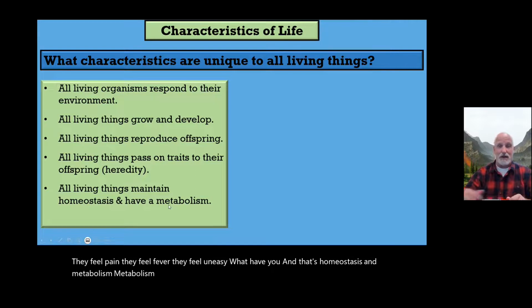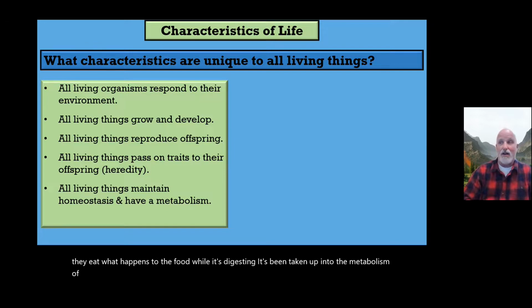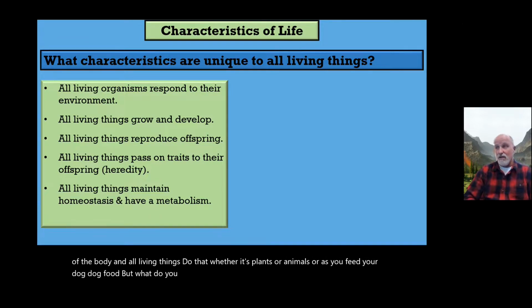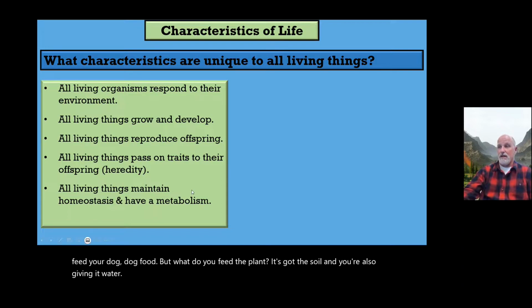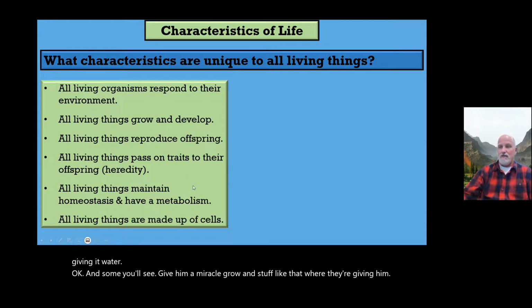Metabolism is the biochemistry taking place in the body. You could talk about that when they eat. What happens to the food? Well, it's digested. It's taken up into the metabolism of their body. And all living things do that, whether plants or animals. You feed your dog food, but what do you feed a plant? Well, it has the soil and you're also giving it water. Some people give them Miracle-Gro and stuff like that, giving them better nourishment.